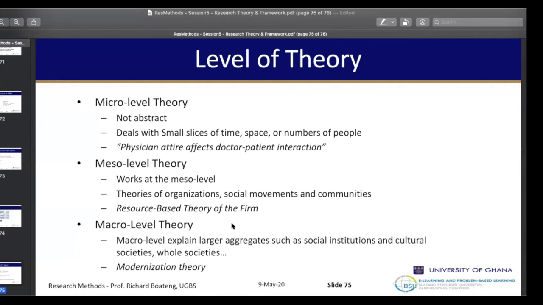Then there's also a theory that looks at a macro level, like modernization theory, capitalism, looking at issues at a macro level. So you have to know which level your theory is operating at when you are using them.